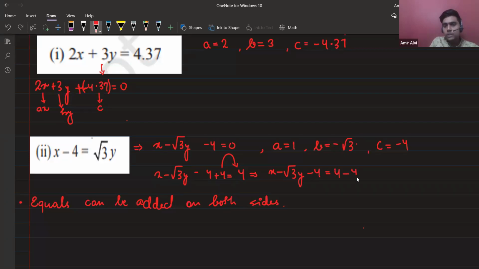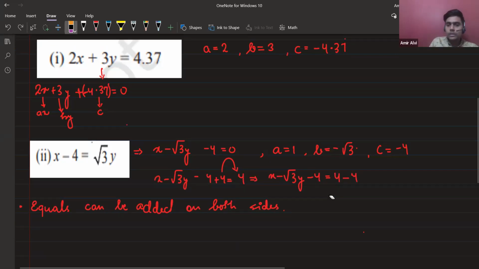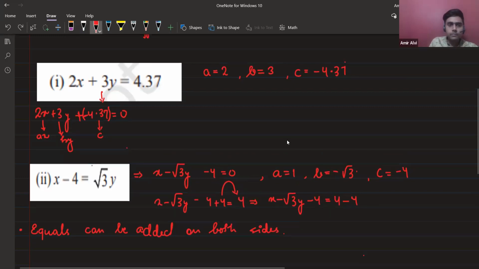Minus 4. 4 minus 4 equals 0. Is there anything which we have changed? No. So we can add the value on both sides. I'm not basically removing this. This is nothing but an example for you: x minus root 3y minus 4 equals 0.